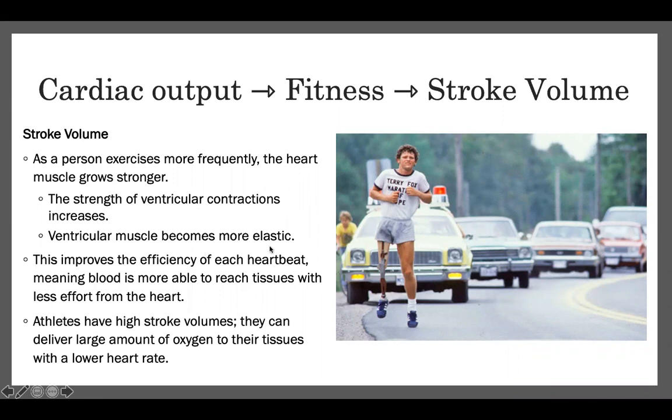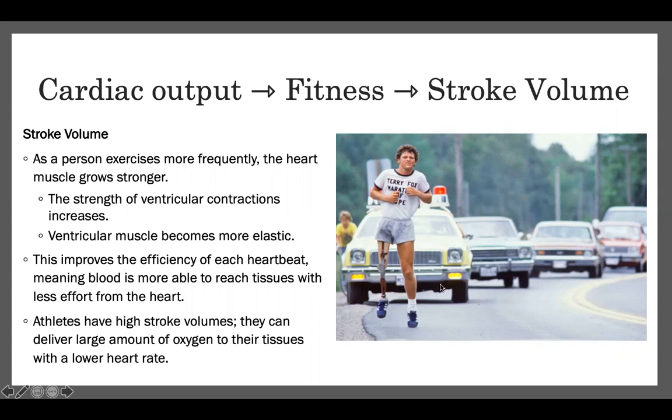Basically what ends up happening is you get stronger and stronger heart muscles, you get more and more in shape. With every heartbeat, more oxygen is able to reach your tissue. So your heart doesn't have to work as hard. It can pump more efficiently and less often. So athletes have very high stroke volumes, and they can deliver large amounts of oxygen to the tissues with a lower heart rate.